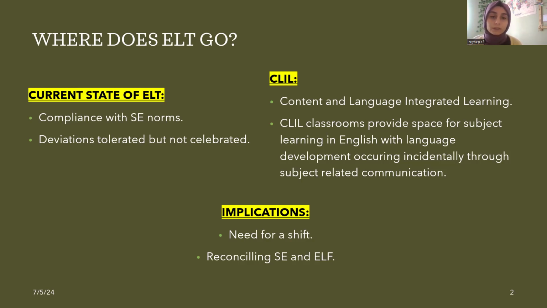And there is CLIL, which stands for Content and Language Integrated Learning. In these classrooms, there is space for subject learning in English, for example, learning mathematics in English, with language development occurring incidentally through subject-related communication. The implications call for a shift. We should shift from the current state of ELT to CLIL and reconciling ELT and ELF.